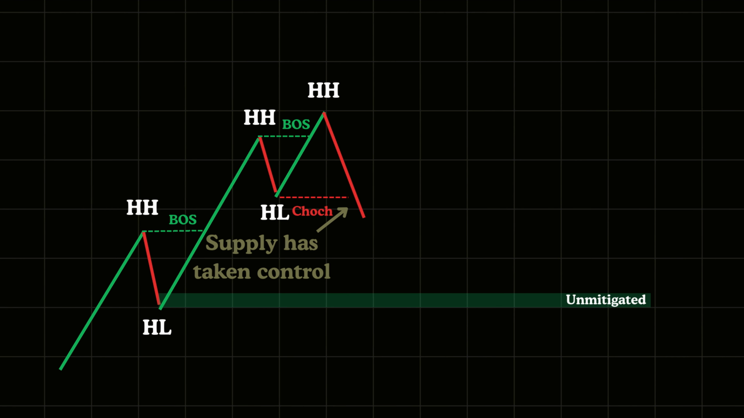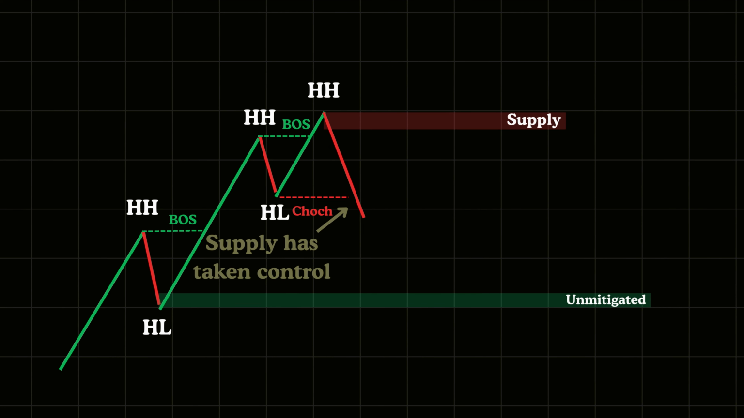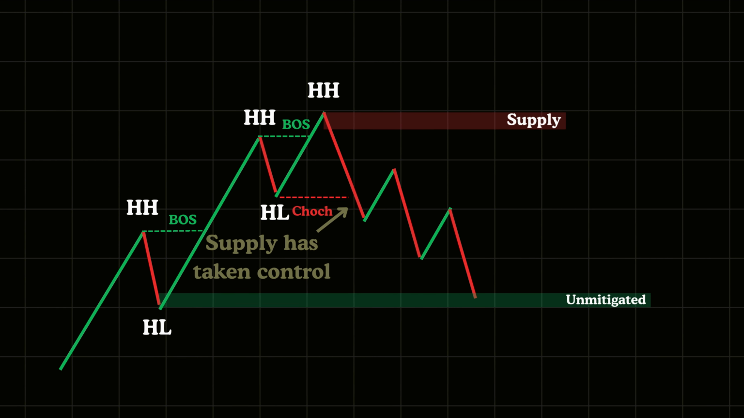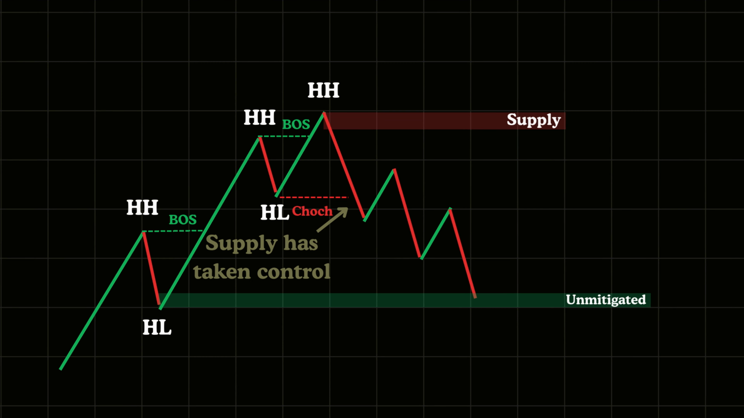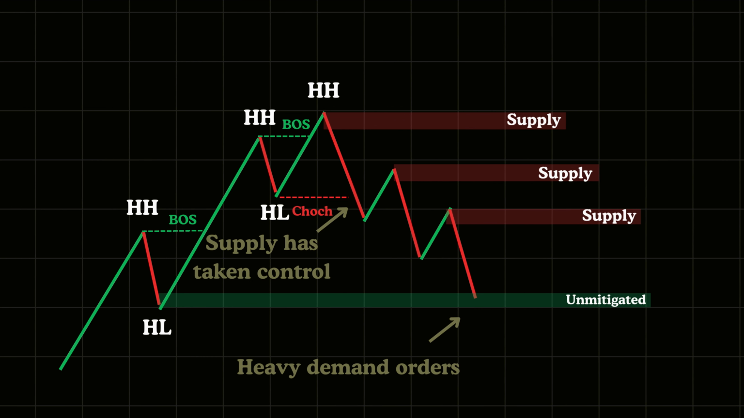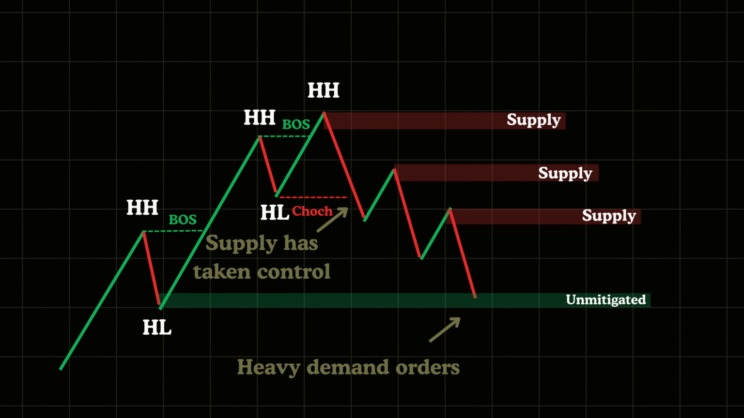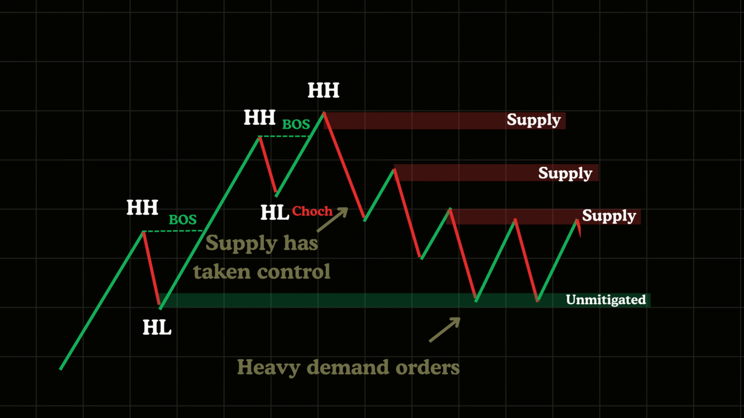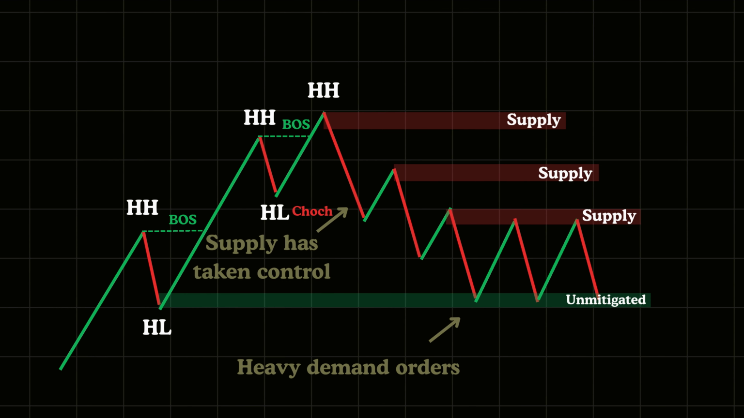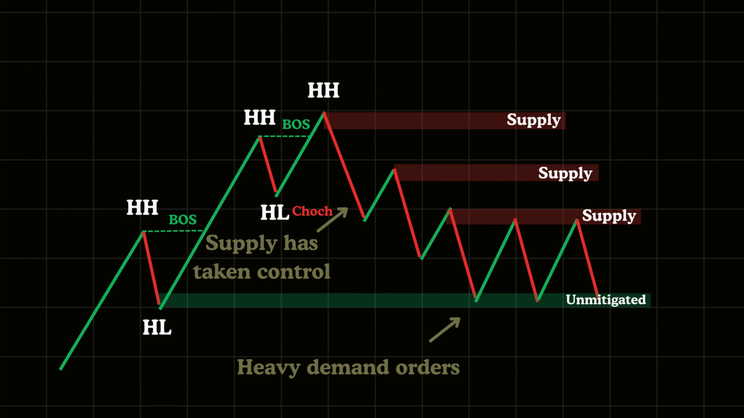First, supply has taken control from demand. Second, a valid supply zone is now in place. Price action typically continues downward, creating more supply zones until it encounters the next unmitigated demand zone. At this stage, a struggle between supply and demand occurs. Often, this leads to consolidation or a ranging market between the zones. A break above or below either zone reveals which side is now in control.